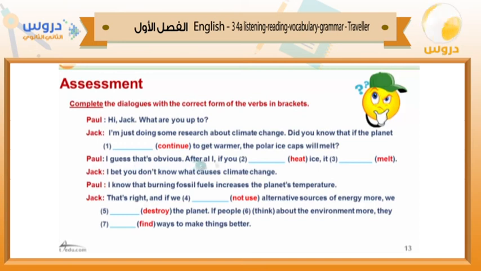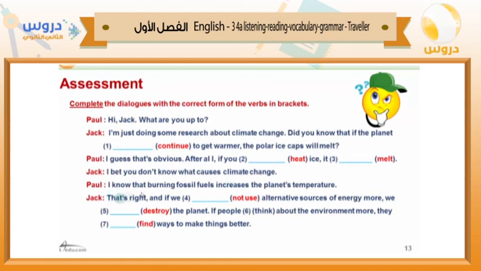I guess that's obvious. After all, if you have if here, heat ice, it, this is 0 conditional. So if you heat ice, it melts. And that is a scientific fact. So if you heat ice, it melts.